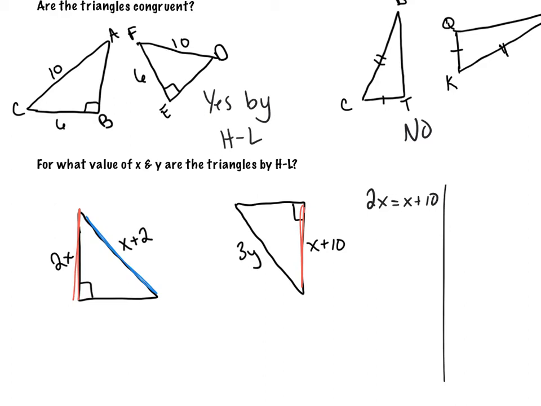X plus 2 is going to be congruent to what? 3y. So x plus 2 equals 3y. So I need to find the values of the variables. Which equation do I need to solve first? That 2x one, because that's got only x's. So I subtract x. X equals 10. Plug an x over here: 10 plus 2 equals 3y.